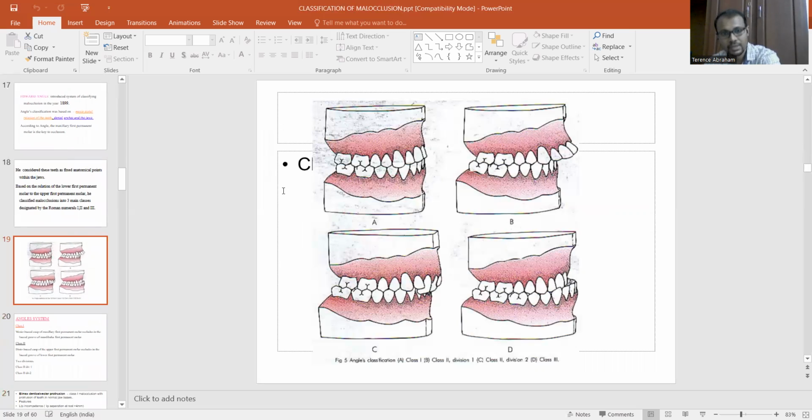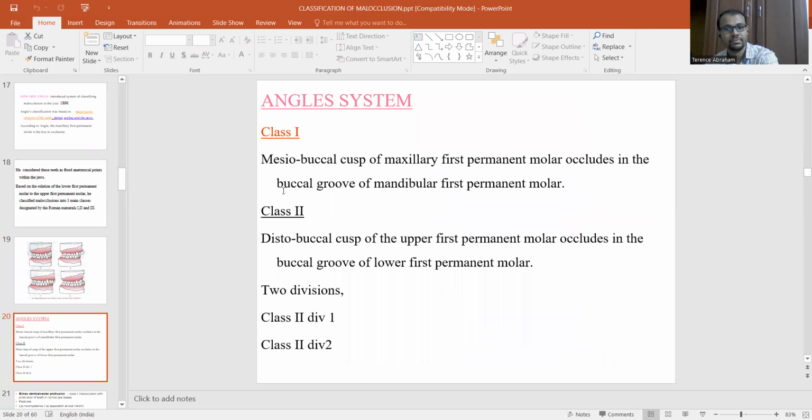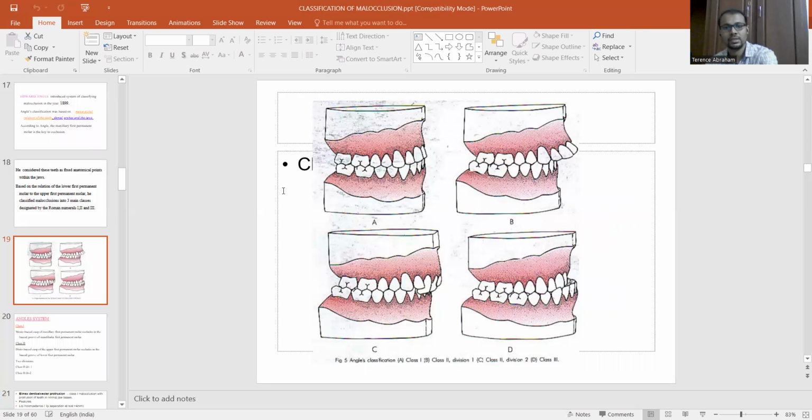In this first figure, when we focus on the first permanent molar, both upper and lower, you can see the mesiobuccal cusp tip of the maxillary first permanent molar occurs in the buccal groove of the mandibular first permanent molar. That is the class 1 molar relation, which is considered to be the normal relation. Then coming to class 2 malocclusion. In figure B, you can see the relation between the maxillary first permanent molar and mandibular first permanent molar. You can see the distobuccal cusp of the maxillary first permanent molar occludes in the buccal groove of the mandibular first permanent molar. It is class 2 molar relation.